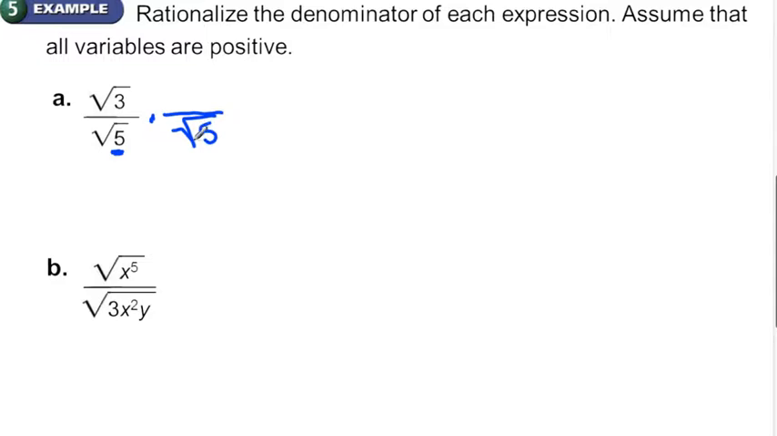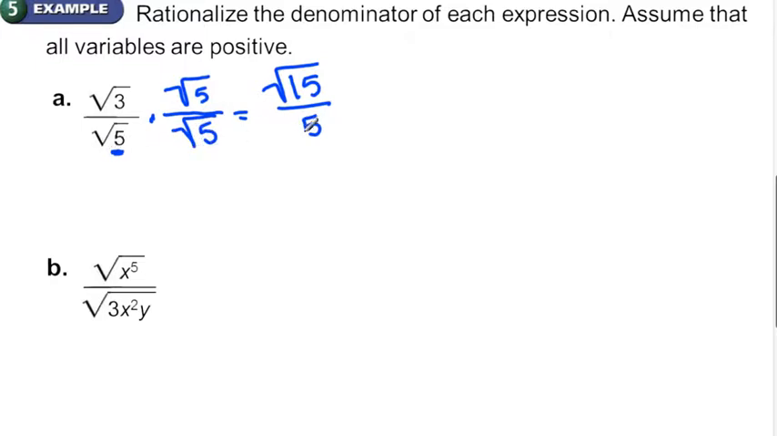Now, what you do to the bottom, you have to do to the top. Otherwise, you will be unbalancing your expression. And this is just another way to write 1, because square root of 5 divided by square root of 5 is 1. So now in the numerator, since those are both square roots, we have square root of 15 over 5, because square root of 5 times square root of 5 is square root of 25.